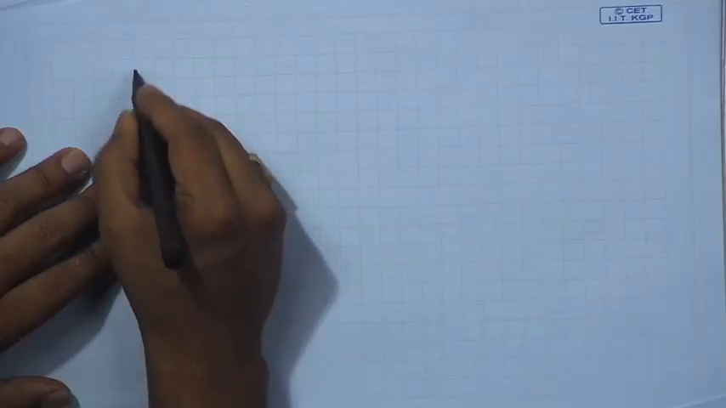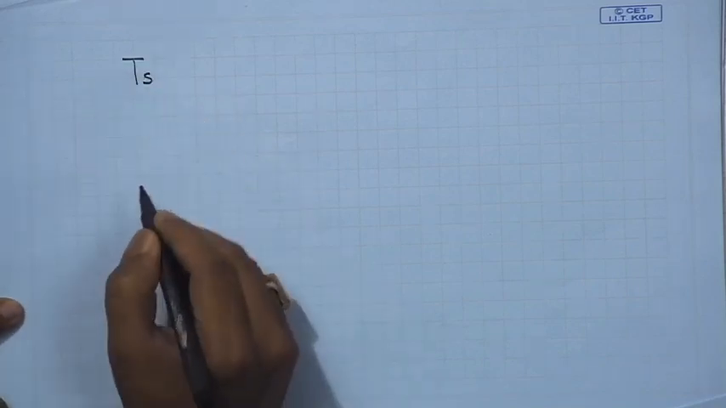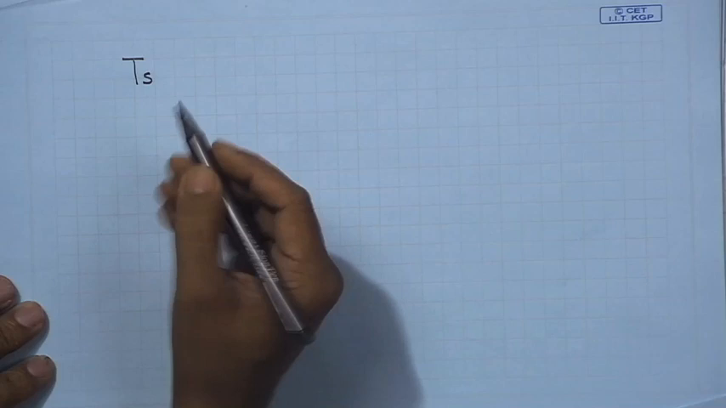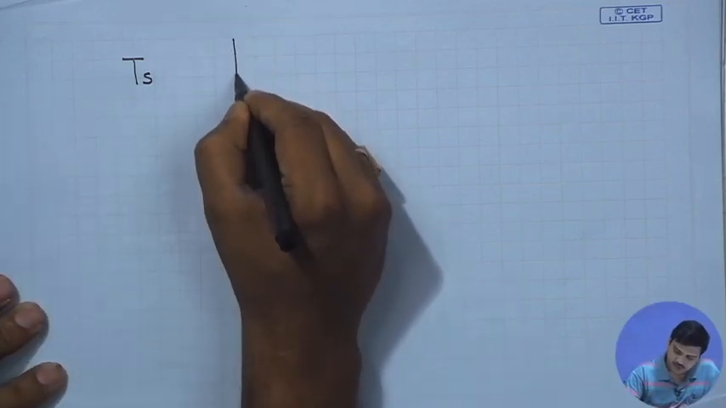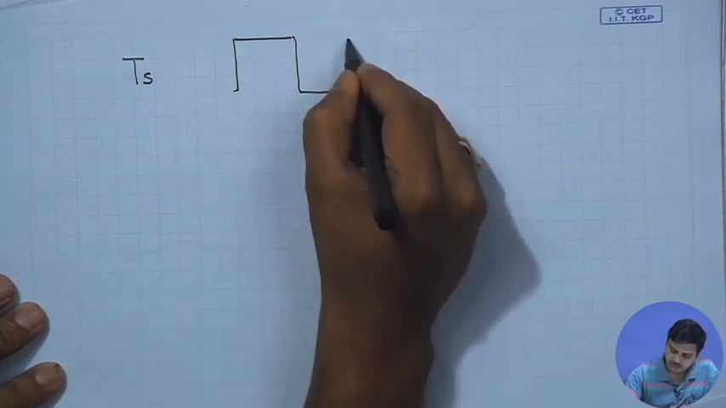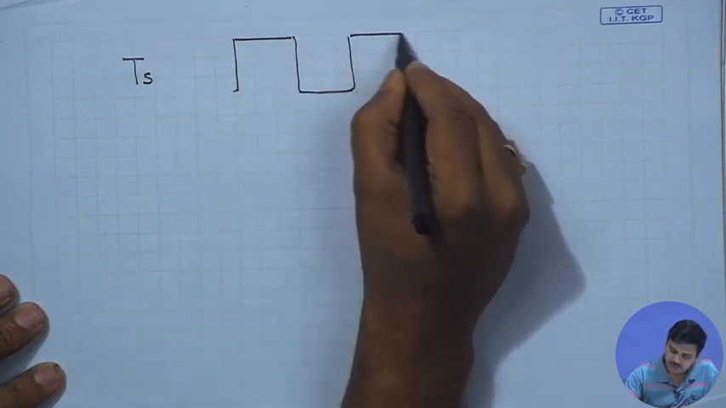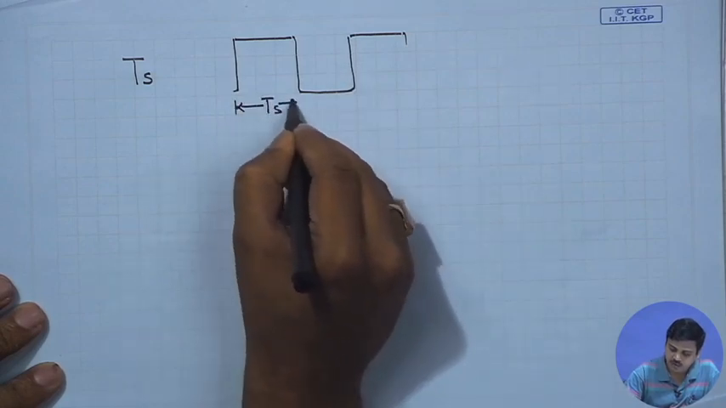With this we go on to a very important definition of our study. Suppose we have T s as the symbol duration. Symbol duration means we are talking of a digital communication system. In a digital communication system, suppose we are sending symbols which are like this and so on. Let this be the symbol duration.